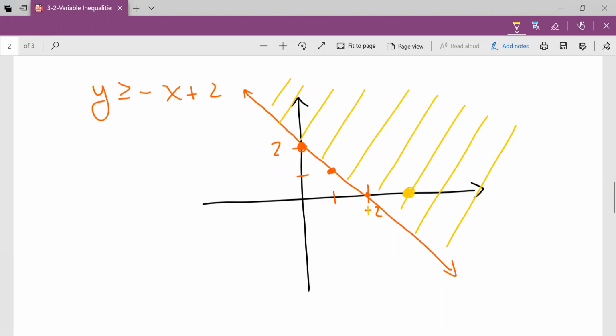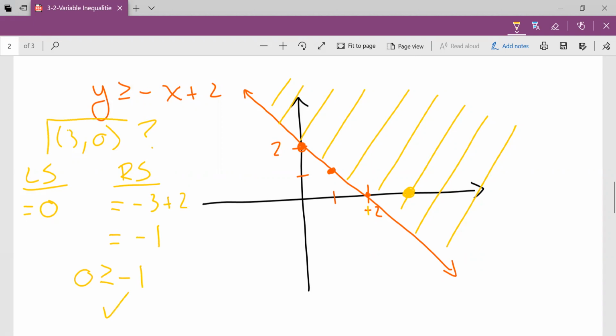So again, all I'm going to do is check out the point. Is (3, 0) a solution? So I sub it into the left-hand side. Well, the left-hand side, we clearly just get 0. That's easy, right? What about the right-hand side? Well, when I sub it in, I get negative 3 plus 2, which is negative 1. Is 0 greater than or equal to negative 1? Sir, yes, sir. Therefore, we just verified that's our solution.